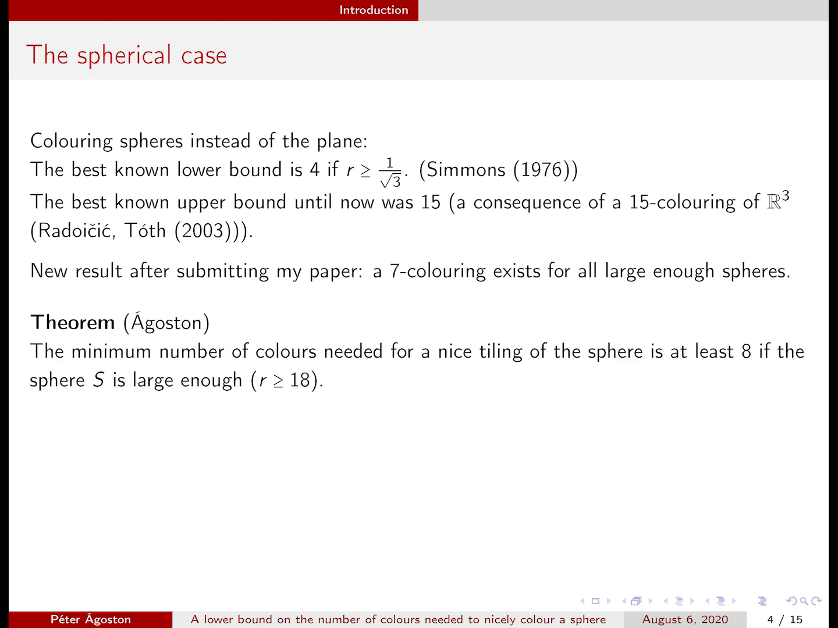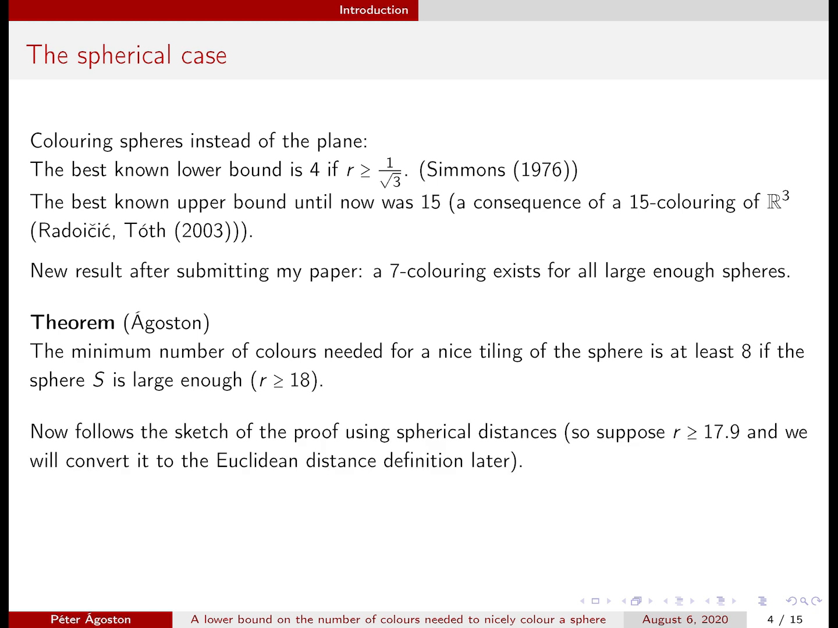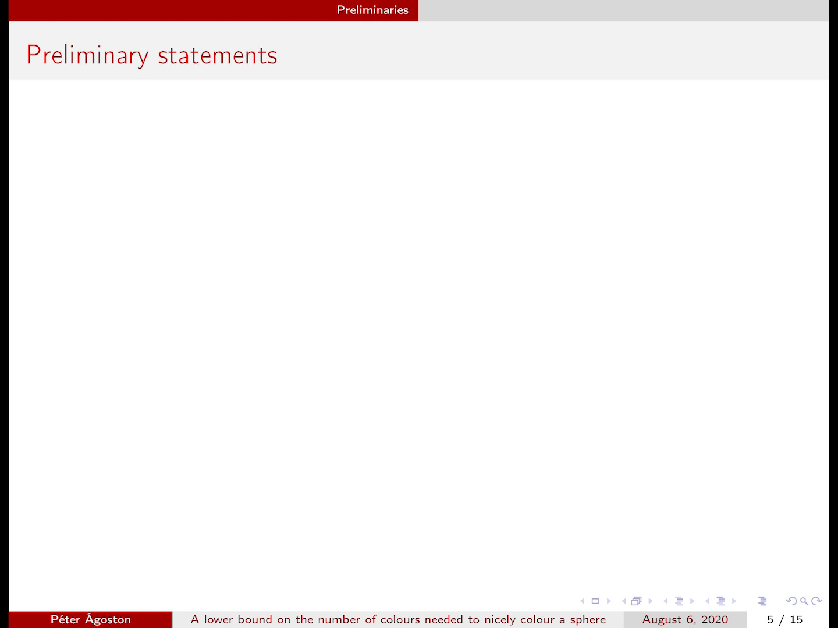We can also combine the 2 variants by asking how many colors are needed for a nice tiling of a sphere. I found that if a sphere has a radius of at least 18, then at least 8 colors are needed. Now I will present a sketch of the proof. I will use spherical distances, and thus I only suppose from the sphere to have a radius of 17.9, and later I can convert it to the version with Euclidean distance. Let's start with some preliminary statements.